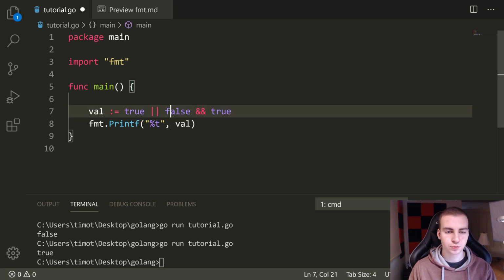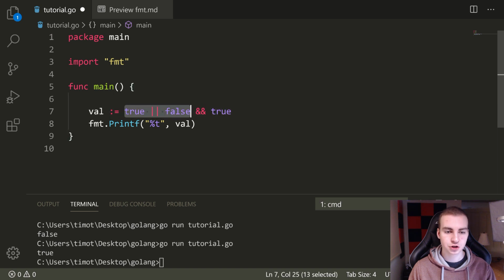Okay, so I've written this example: true or false and true. Now looking at this, you try to determine what the answer is actually going to be here. This is weird because we're using two different operators, right? So we have the or and we have the and. So we have to determine how we're going to evaluate these, because based on the way that we evaluate them, this could be different, right?